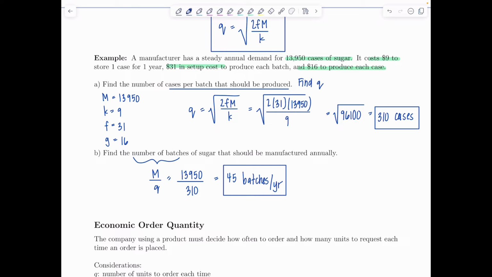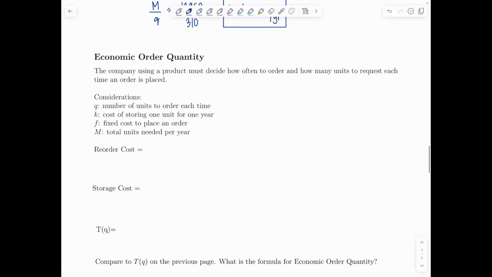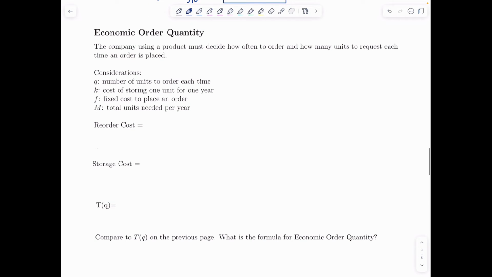Next idea, economic order quantity. So the company using a product must decide how often to order and then how many units to request each time an order is placed. So here are your considerations. Q is the number of units to order at each time. K is the cost of storing 1 unit for 1 year. F is the fixed cost to place an order. And capital M is the total units needed per order.